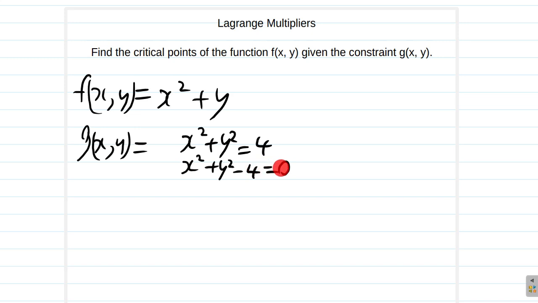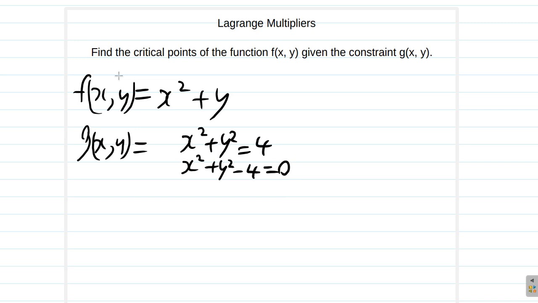It is good practice to rewrite the constraint so that all the x's, y's, and the numbers are on the left and then equal 0 on the right, because we're going to differentiate it at some point.